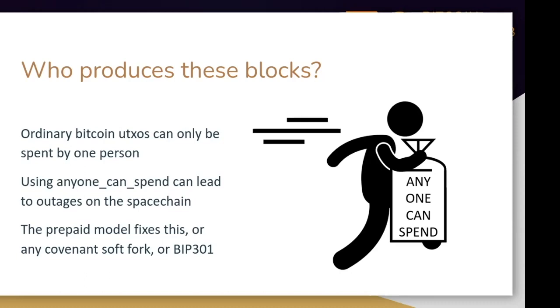This means that there's not a one-to-one mapping between sidechain blocks and Bitcoin blocks. There might be occasionally some that are skipped. So there's a couple of proposals to fix that.